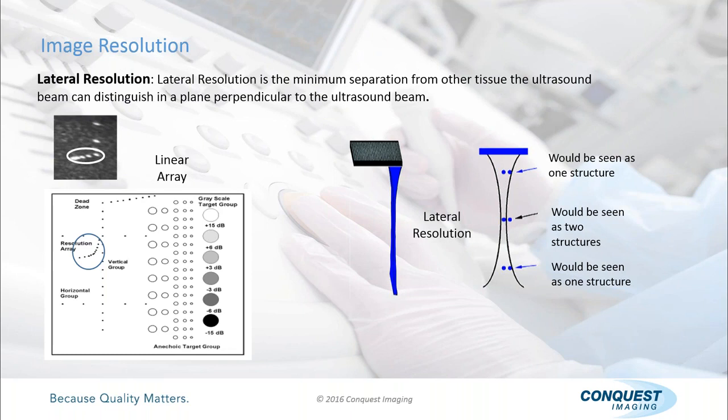So I've added this little black and white image. This is a 2D image that represents axial and lateral resolution, and you can clearly see that the dots are starting to blur into one structure, which indicates in this case, since they're left to right, not top to bottom, that we have poor lateral resolution.